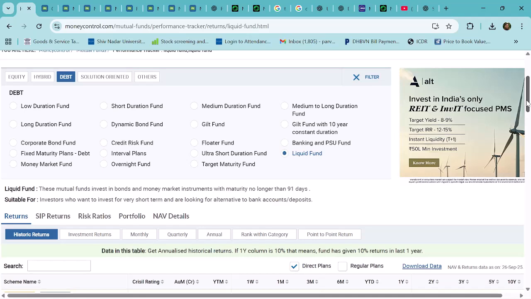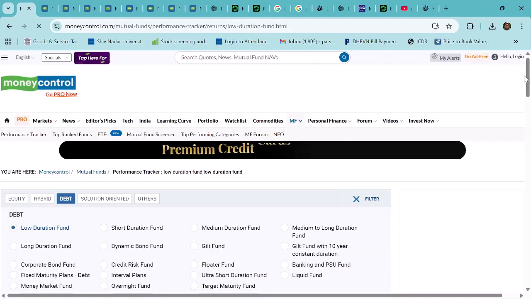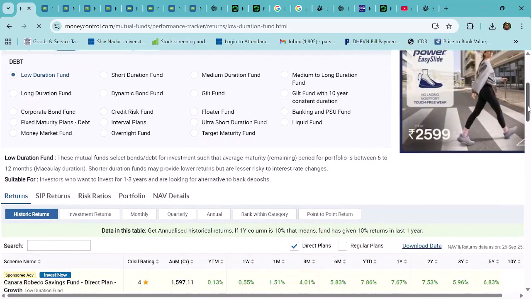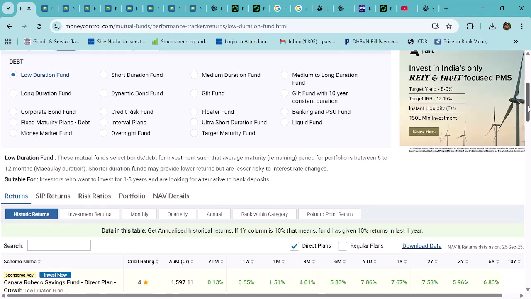Because we are talking about duration, low duration, short duration. So let's say a low duration. Let's tick this box and see what is low duration. What is written here? Read this. Low duration fund. These mutual funds select bonds/debt for investments such that the average maturity remaining period of the portfolio is between 6 to 12 months, Macaulay duration. Shorter duration funds may provide lower returns but are less risky to interest rate changes. Suitable for investors who want to invest for 1 to 3 years and are looking for an alternative to bank deposits.